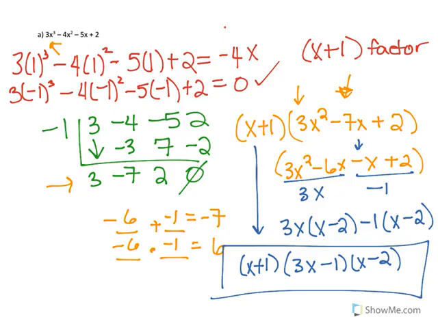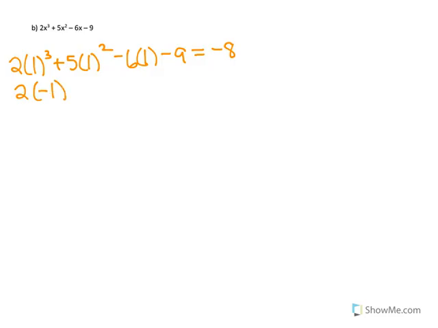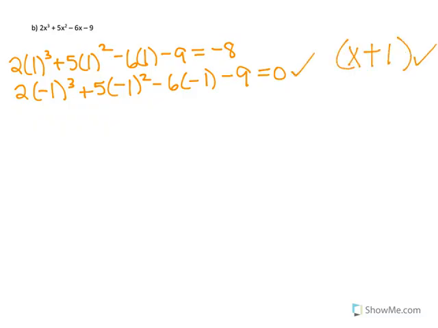Give yourselves a round of applause. Woo! Okay, let's do another one. That's factoring. Ta-da! Alright. So I always start with 1 and negative 1, obviously. So 2 times 1 cubed plus 5 times 1 squared minus 6 times 1 minus 9. I get negative 8. Alright, see ya. Let's try negative 1. 2 times negative 1 cubed plus 5 times negative 1 squared minus 6 times negative 1 minus 9. This one is 0. So we know that x plus 1 is a factor.